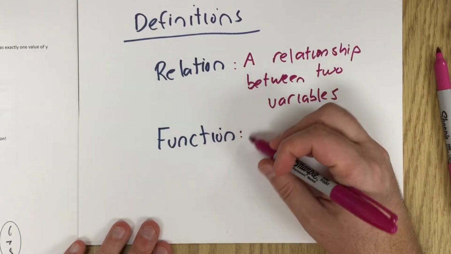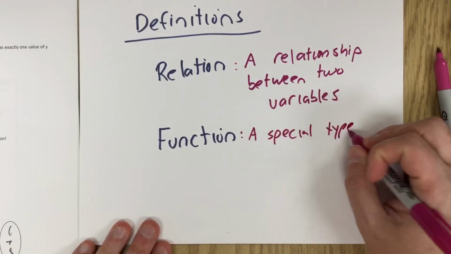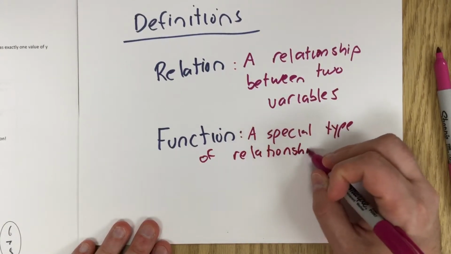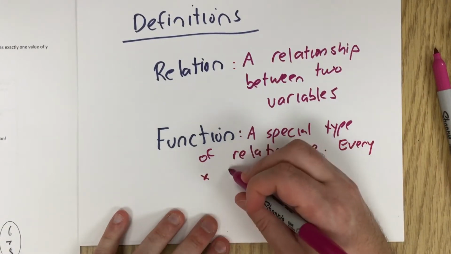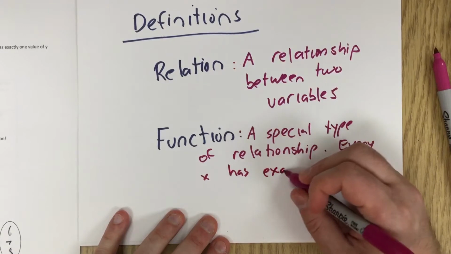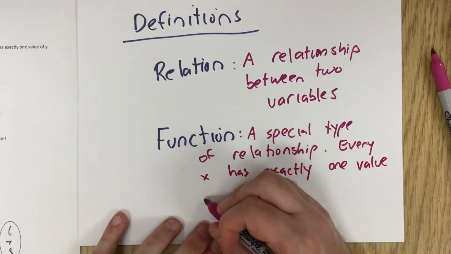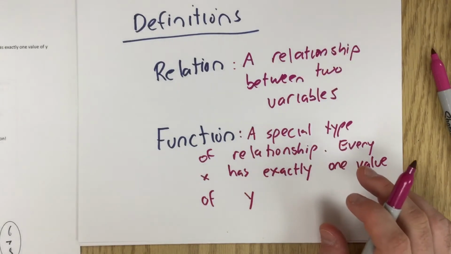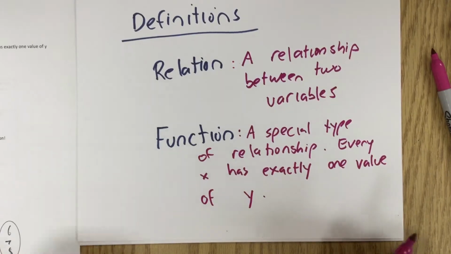A function is a special type of relationship, though. And what makes it special is that every x has exactly one value of y. Now, it's not true the other way. The y's could have more than one x, but the x's are pretty monogamous and can only have one value of y. And that's a definition of a function. Let's have an example of that.